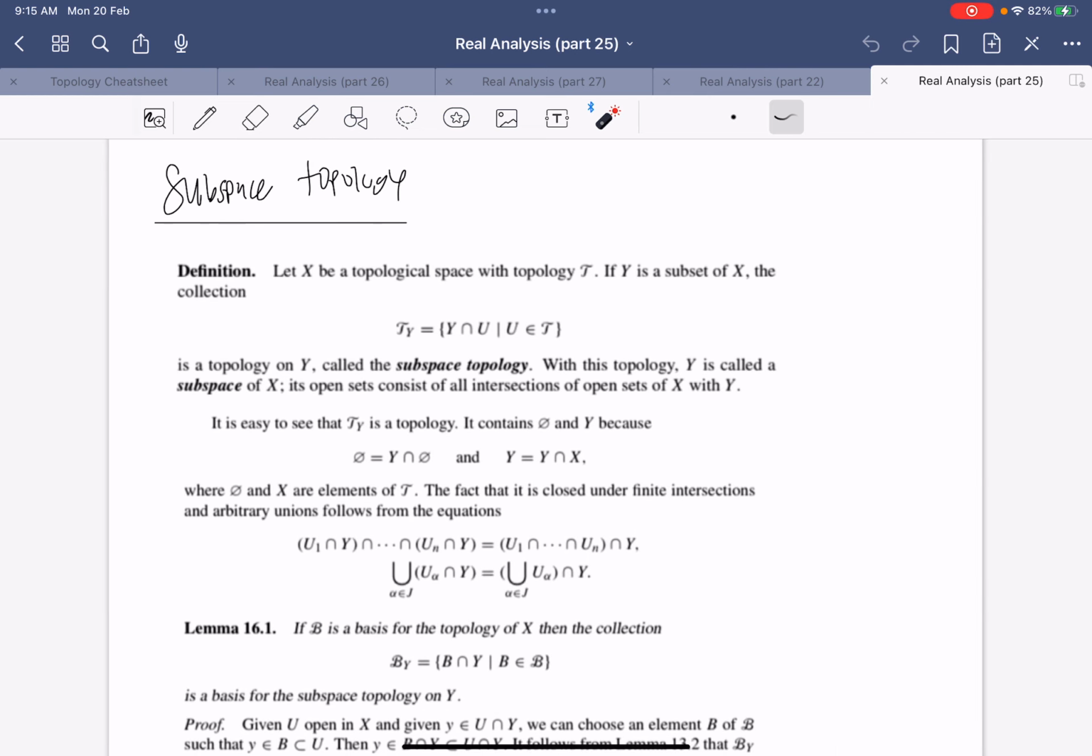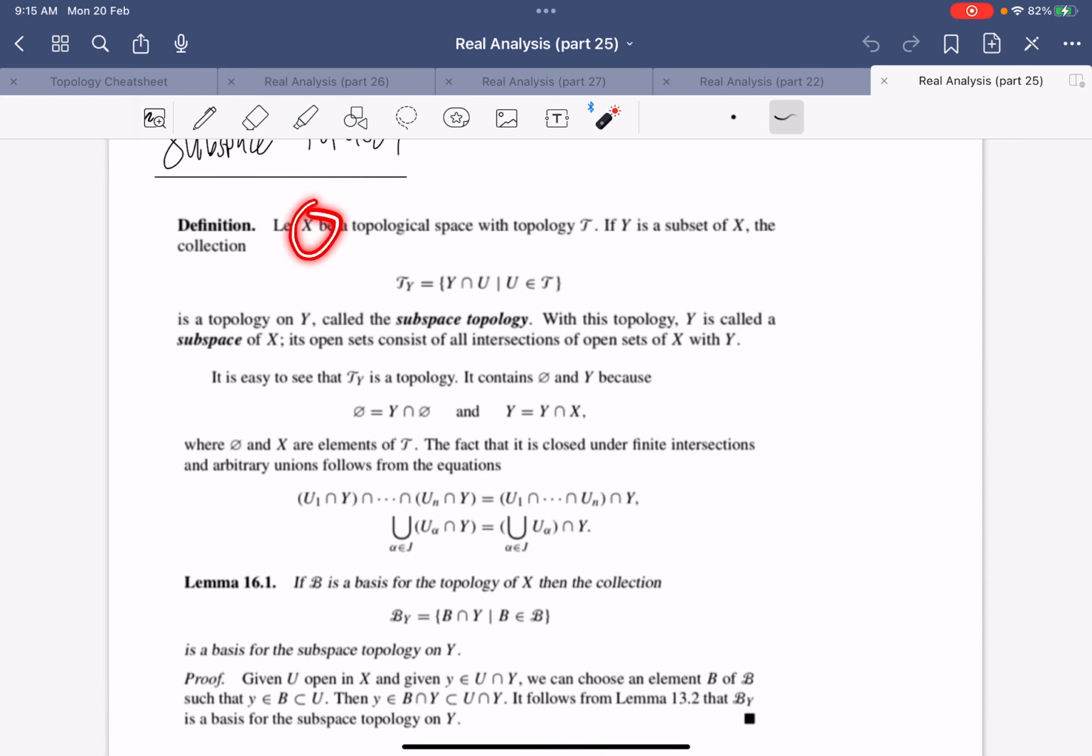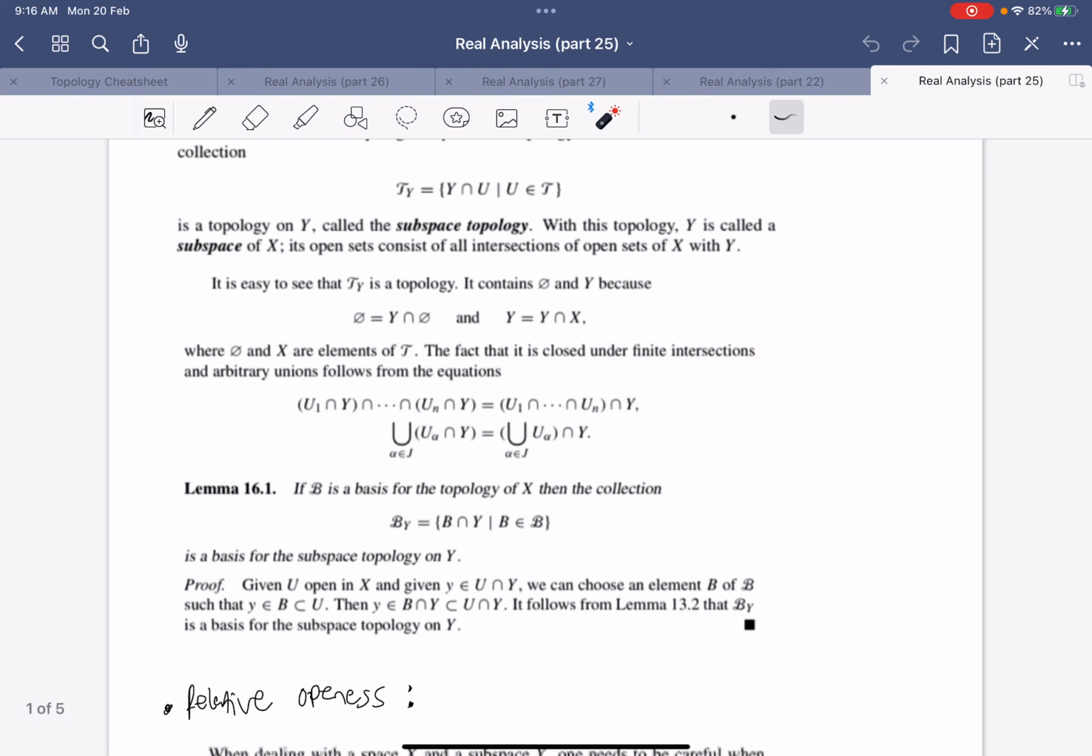And so what is the subspace topology? Well, when we are given X and a topological space T, if Y is a subset of X, then it's natural to ask what is the topology defined on Y. And so the subspace topology is defined to be the collection of Y intersect U where U is open in X. So U is open in X and Y intersect U will be open in Y. With this topology, Y is called a subspace of X and the open sets consist of intersections of open sets of X with Y. We can then easily check that this will form a topology, and I'll leave it to you to see.